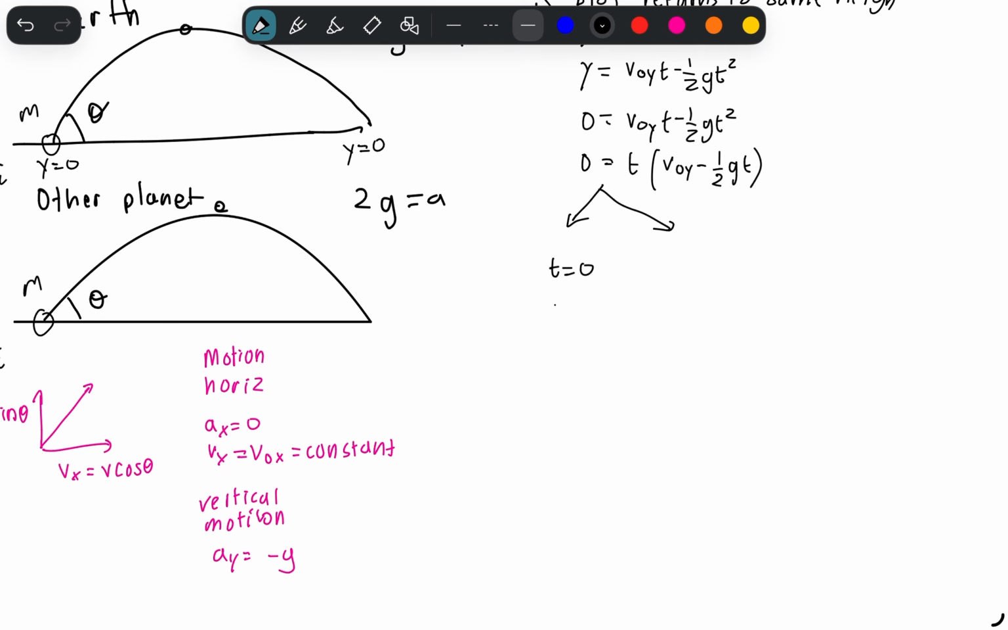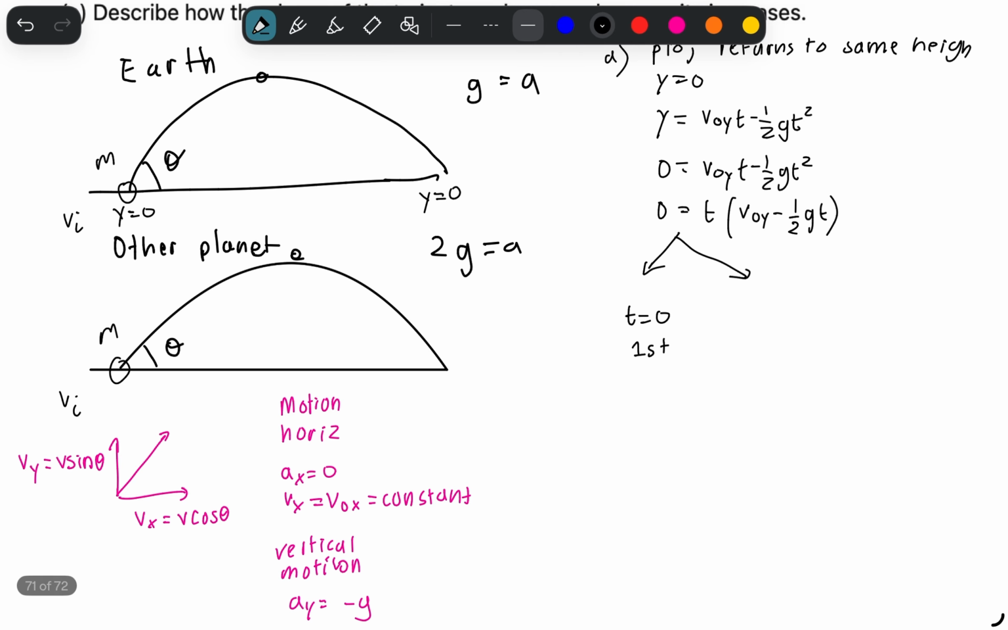So this is going to be our first occurrence of when this happens, because we know that this is going to happen twice in the duration that we're measuring. We're measuring when it starts at the ground until it returns back to the ground, so that is obviously going to be the first time. So we're going to want that second time.